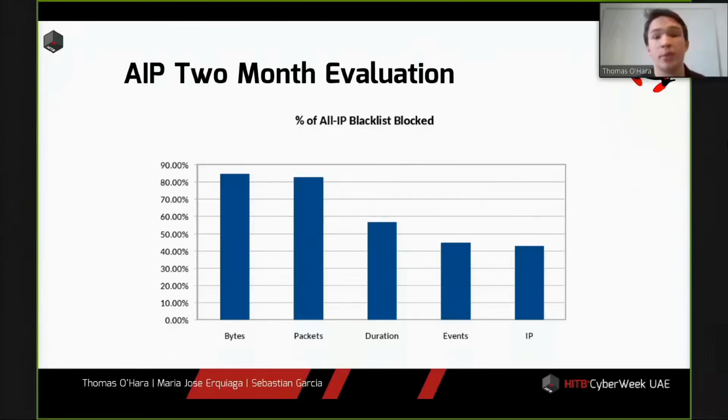Another interesting point to point out is that the AIP blacklist was blocking less than 50% of the malicious IPs that were connecting to our network that the all IP blacklist was capable of blocking. However, these IPs were responsible for over 80% of the traffic. So it was blocking the highest traffic producing IPs that were attacking our network.